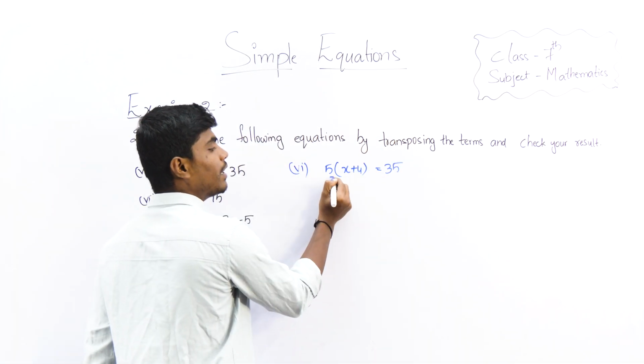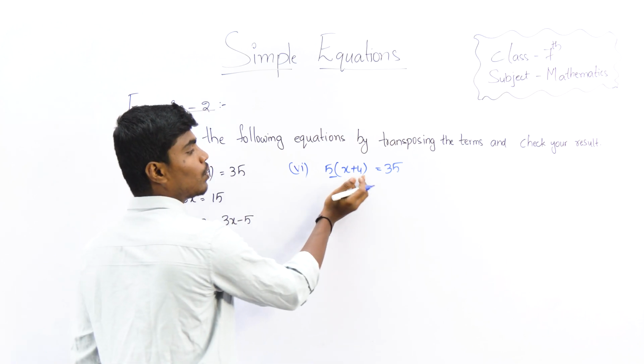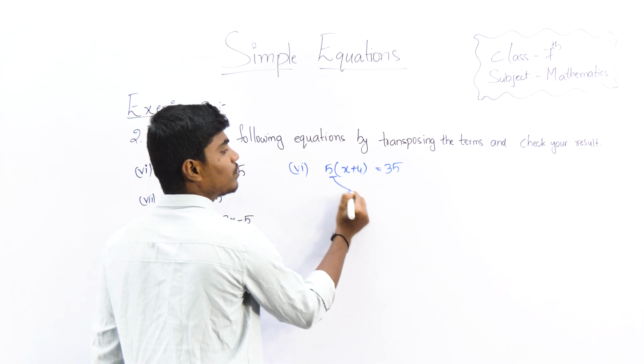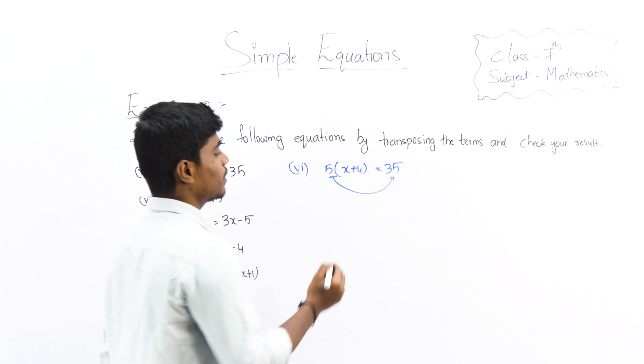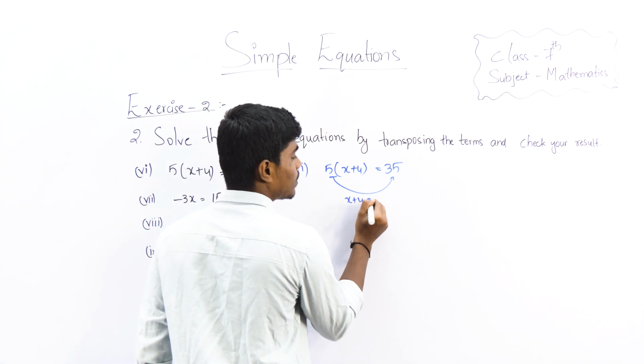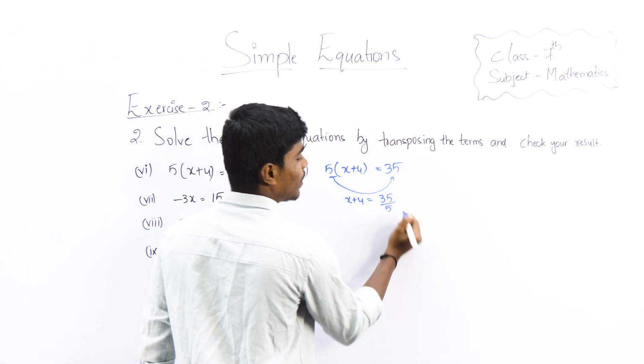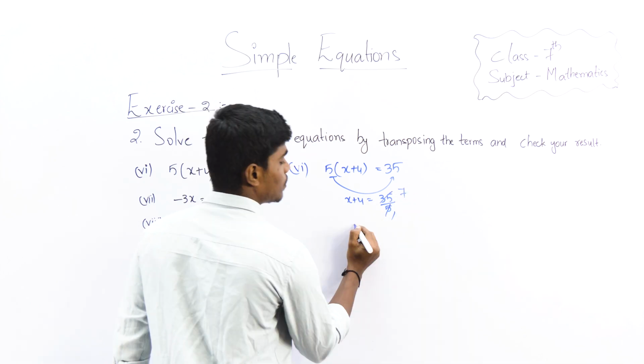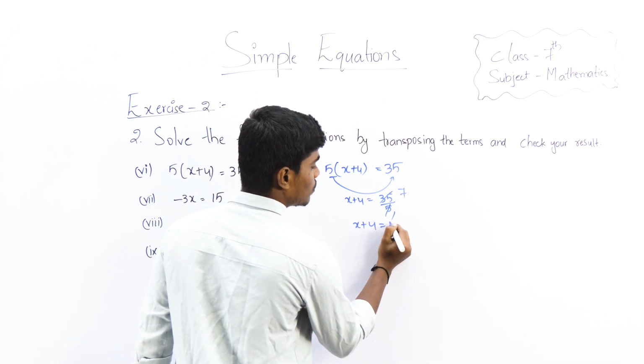See here, 5 is multiplying the whole. So if 5 moves to the right side, it will divide. So x plus 4 is equal to 35 by 5. 5 ones are 5, 5 sevens are 35. So x plus 4 is equal to 7.